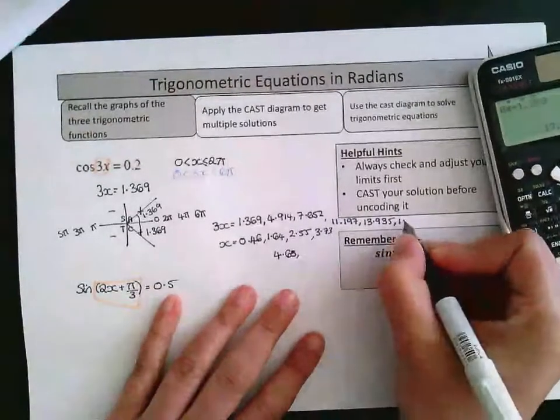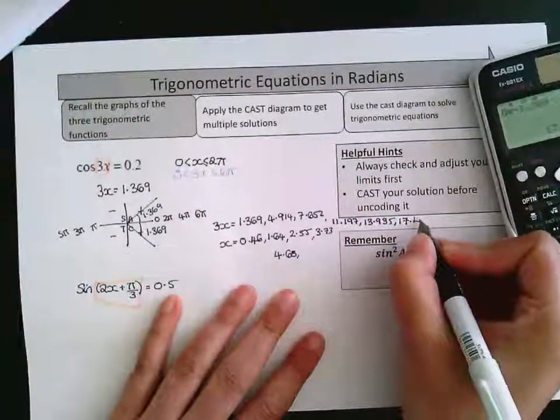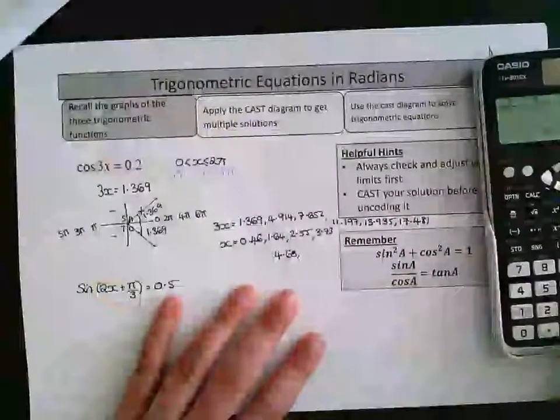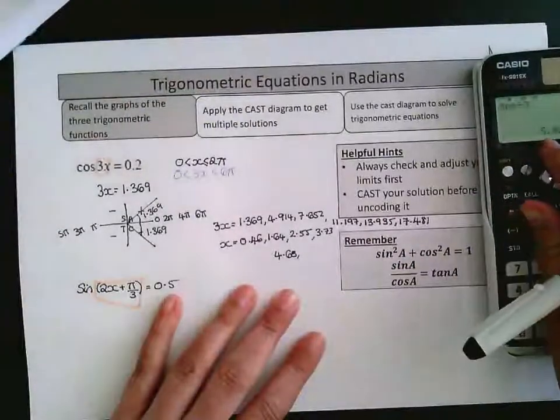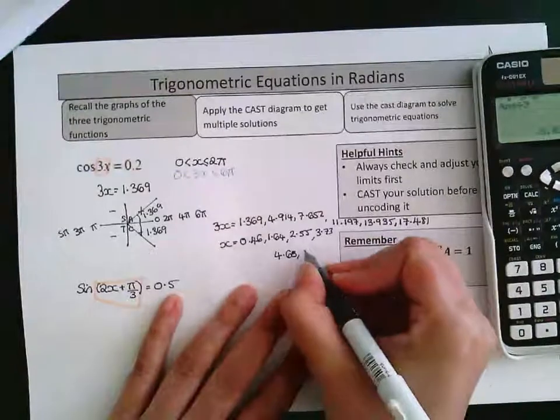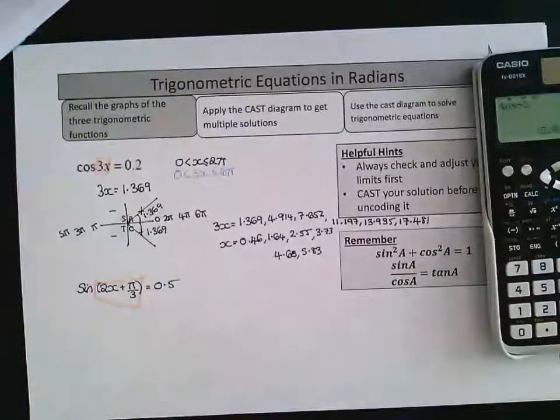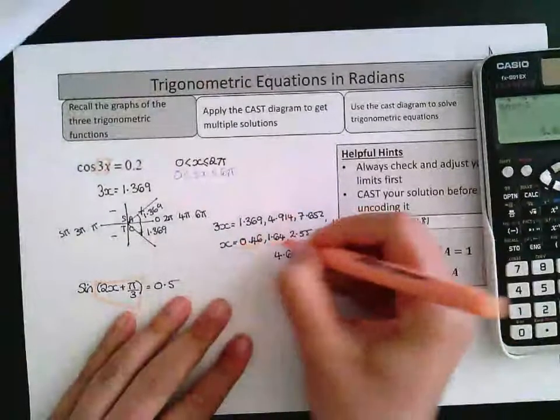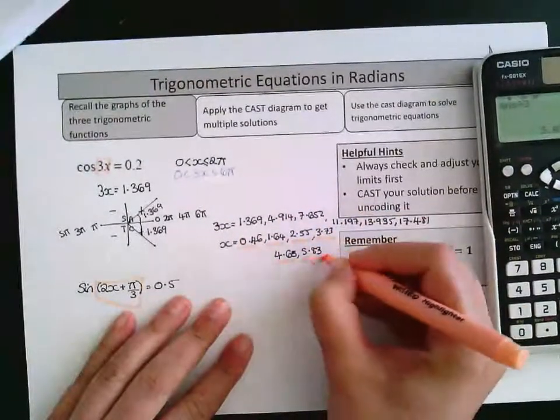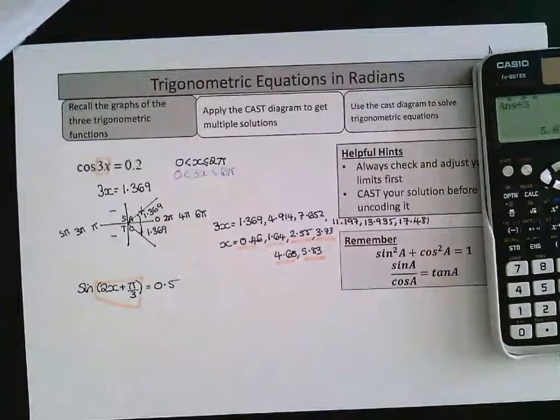So 17.481 and divide it by 3, 5.83. So we have ended up with 6 solutions. Now I do those lines at the same time because it saves me having to retype numbers in.